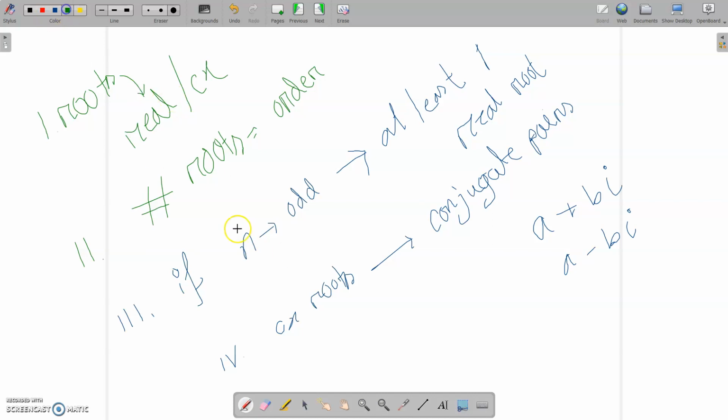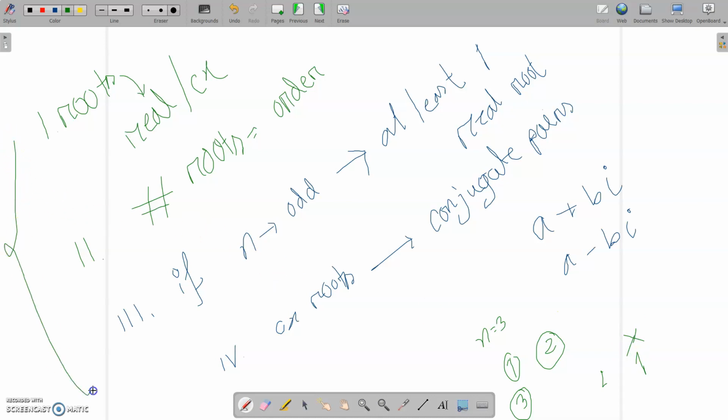So if my order equals 3, it can have one real root and 2 complex roots, or it can have all 3 as real roots. But it cannot have 2 real roots and 1 complex root. That is not possible. Okay, so I hope you got the idea. So these are the basic things.